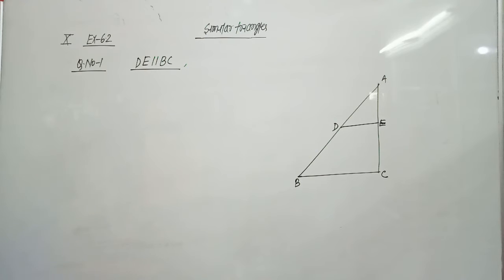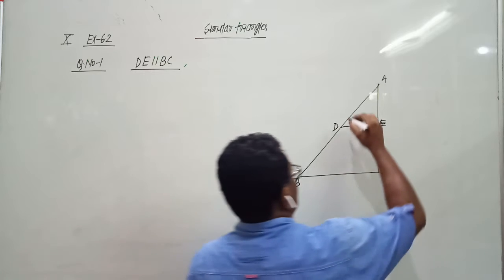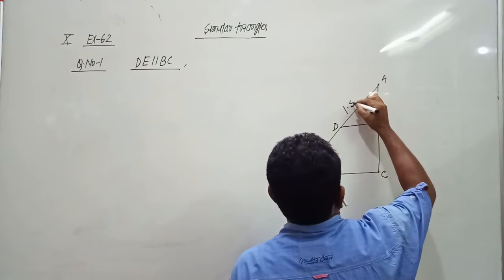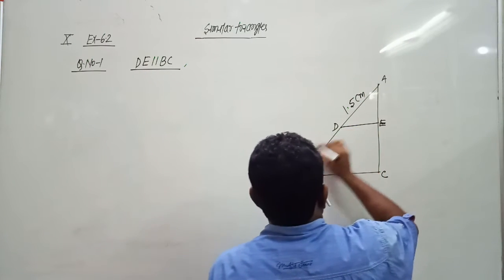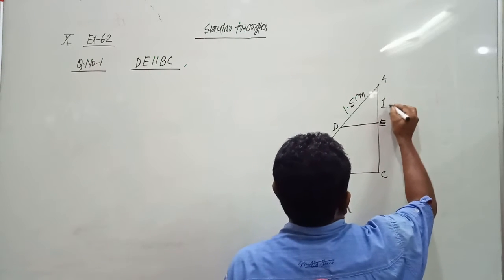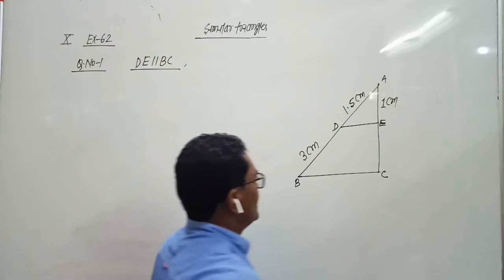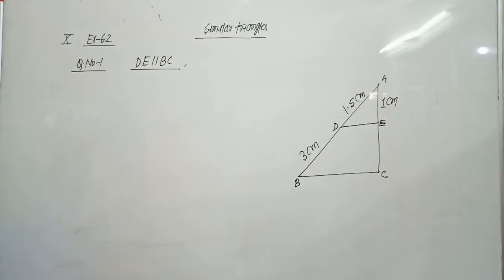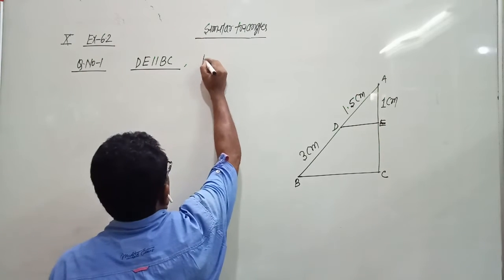In triangle ABC, DE is parallel to BC and AD is 1.5 centimeter. The length of DB is 3 centimeter. The length of AE is 1 centimeter, and we have to calculate EC. Find EC.